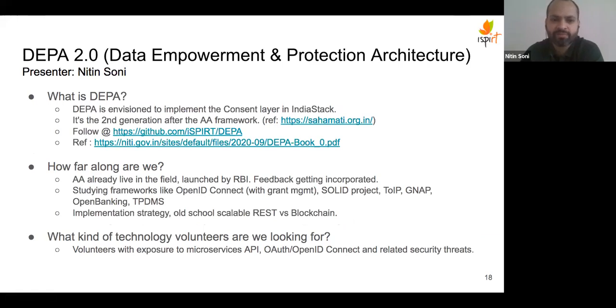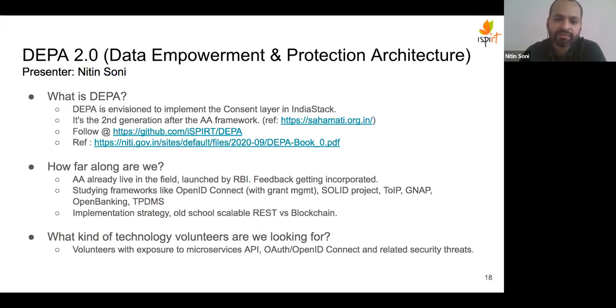So like the name suggests, data empowerment and protection architecture. Basically it is empowering the user to share his data, which is lying with a data custodian or a data provider, with a data consumer or a third party agency which is providing some service to the user, and all this with the user's consent. And the protection is in terms of how the third party is using the data of the user, and whether it is using it for the purpose which it mentioned when gathering the data.